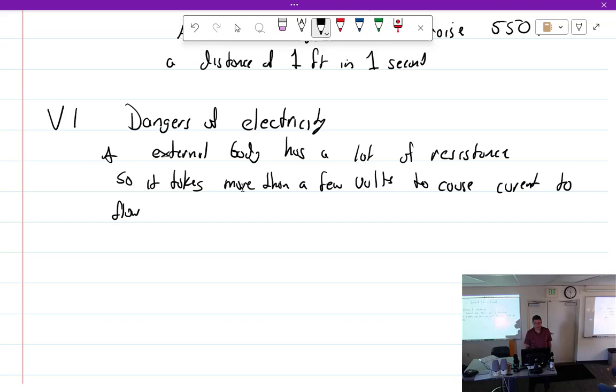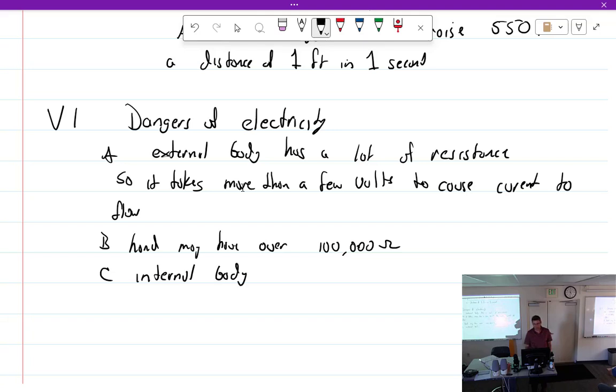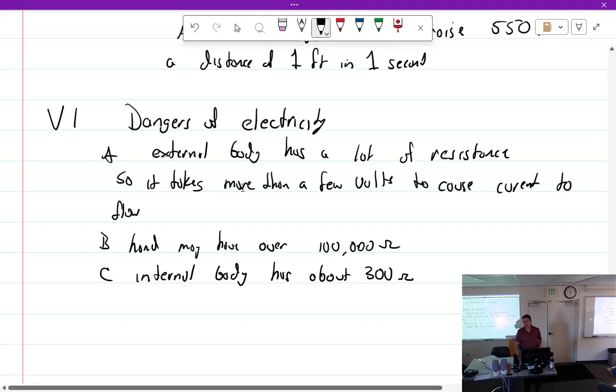Let's see. So your hand, a dry calloused hand, may have over 100,000 ohms because of that thick layer of dead cells on your hand. But your internal body has about 300 ohms. So I tell you that to tell you that if you're trying to shock somebody, you have to stick it in them. You've got to stab them, get it inside there.